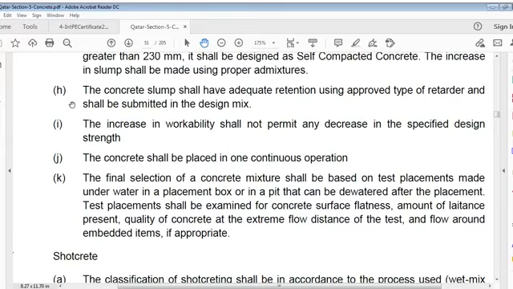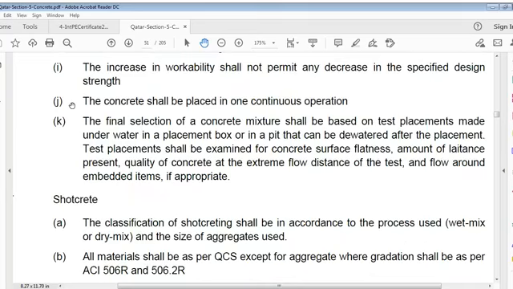Concrete slump shall have adequate retention using approved type of retarder and shall be submitted in design mix. Increase in workability shall not permit any decrease in specified design strength. Concrete shall be placed in one continuous operation.